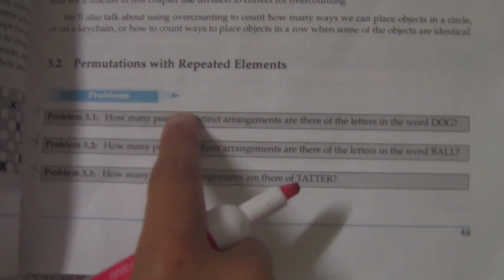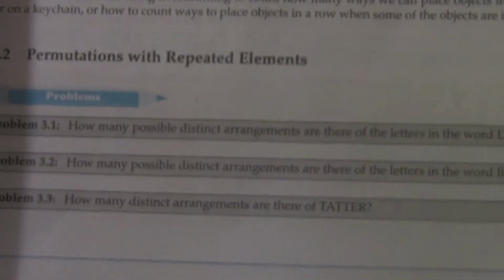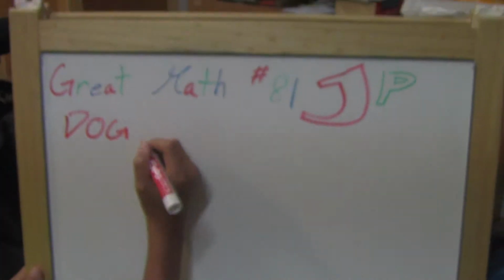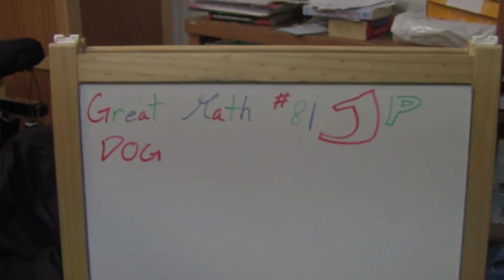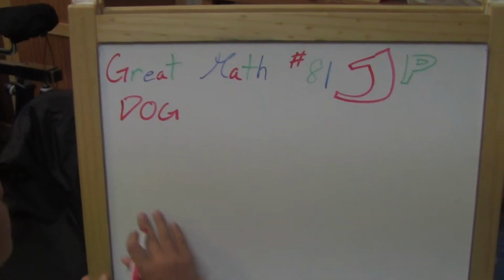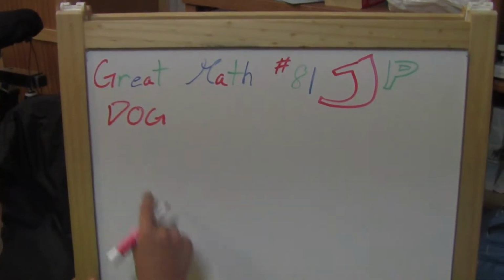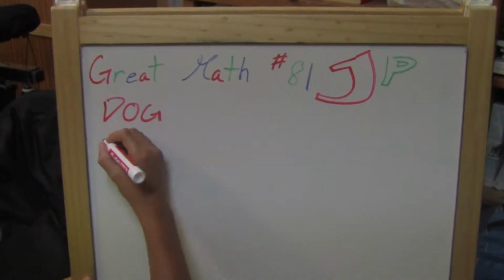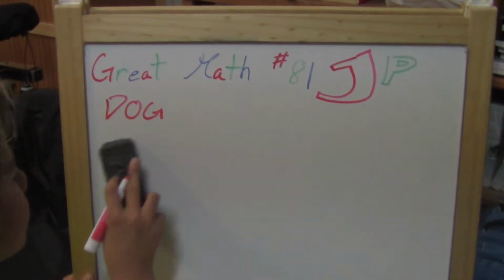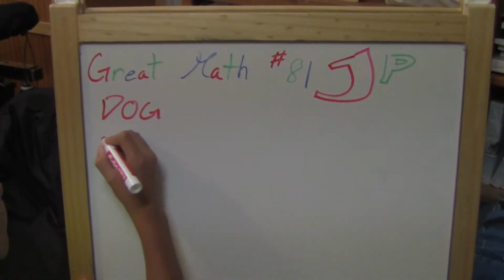Okay, so in the word dog, we want to see how many distinct arrangements there are of the letters in the word dog. Now, we know that they don't necessarily have to make sense. It could be any scramble. Some of you will say, okay, so there's this arrangement, and there's this arrangement. No, I don't want you guys to do that. There's a lot smarter way to do that.